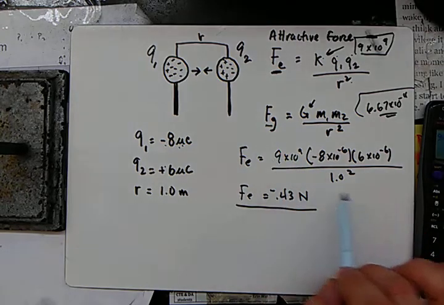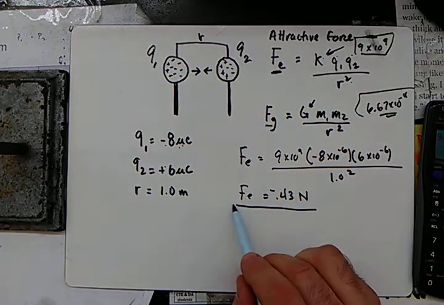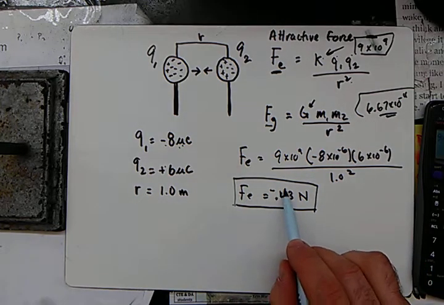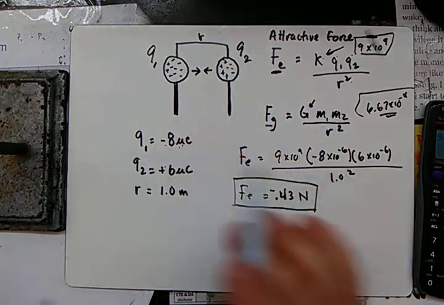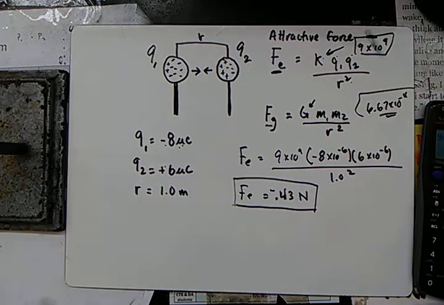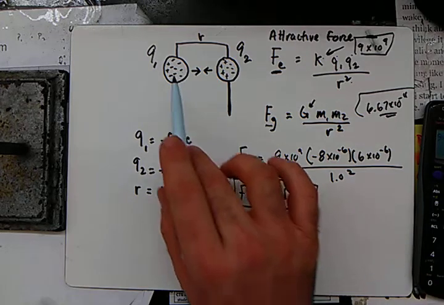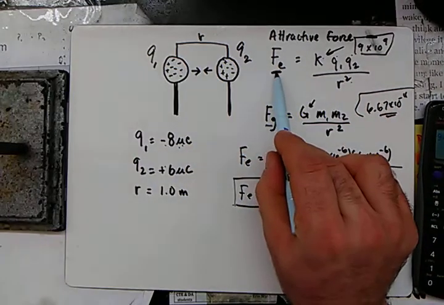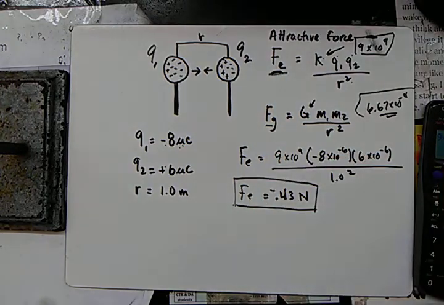After doing the math here, what I ended up with was an electrical force of 0.43 newtons. So these guys feel an electrical force of about 0.43 newtons, attractive to each other. And that's pretty impressive, actually, because the size of the object has nothing to do with it. And that's how to calculate the electrical force between two objects.